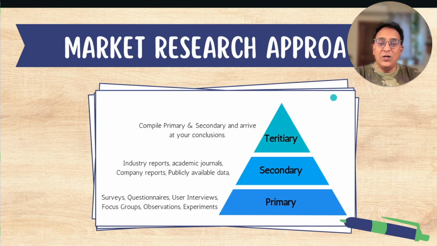So how do you get there? There are 3 aspects of market research. It's called the primary, secondary, and the tertiary, right? The primary research focuses on surveys, questionnaires, user interviews, focus groups, anything which is in your vicinity. Send out some forms, ask people to fill those forms, capture the information.